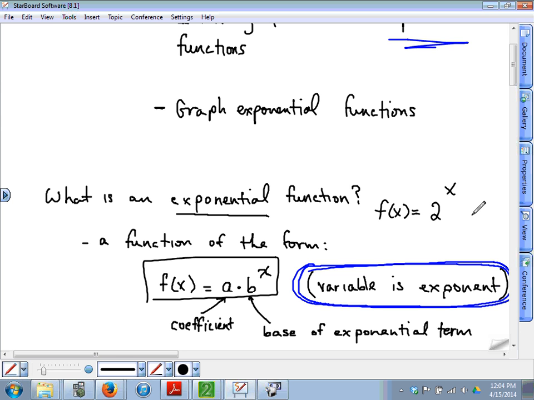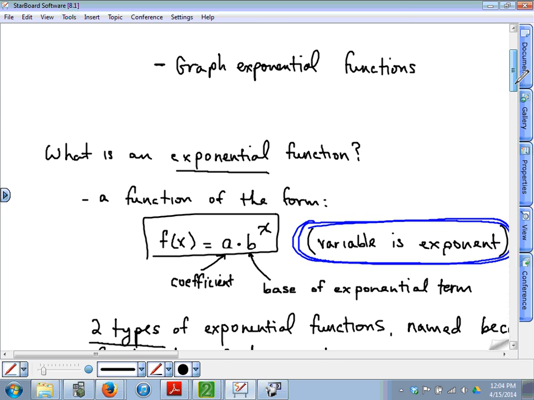This has a much different kind of graph. It's not a parabola. It's not even really close to a parabola. It's more related to a straight line than it is a parabola. But anyway, so that's what the equation looks like. We're going to get into graphing here in a second.